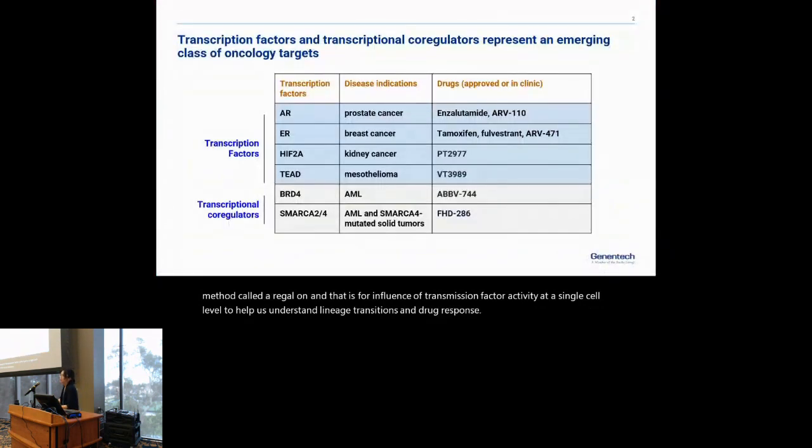So as a pharmaceutical company, we are very much interested in drugging transcription factors and transcriptional co-regulators. This is a list of targets that are either approved or currently being evaluated in the clinic. So we are very much interested to utilize gene regulatory network inference methods to nominate new targets and also to evaluate our therapeutic agents.